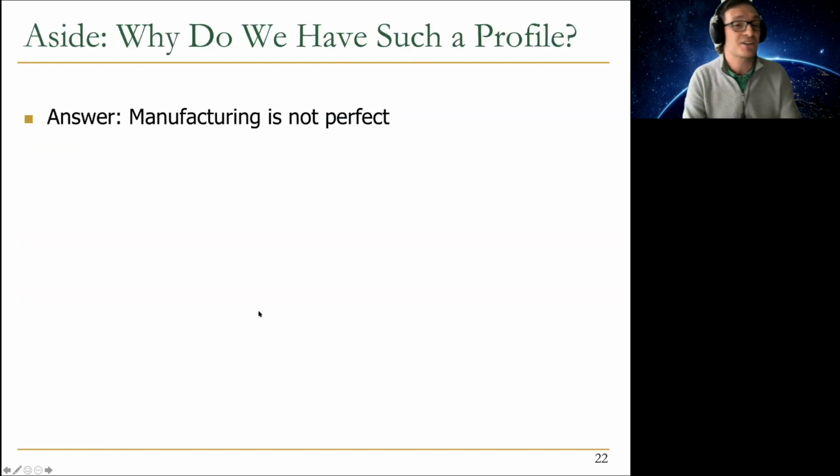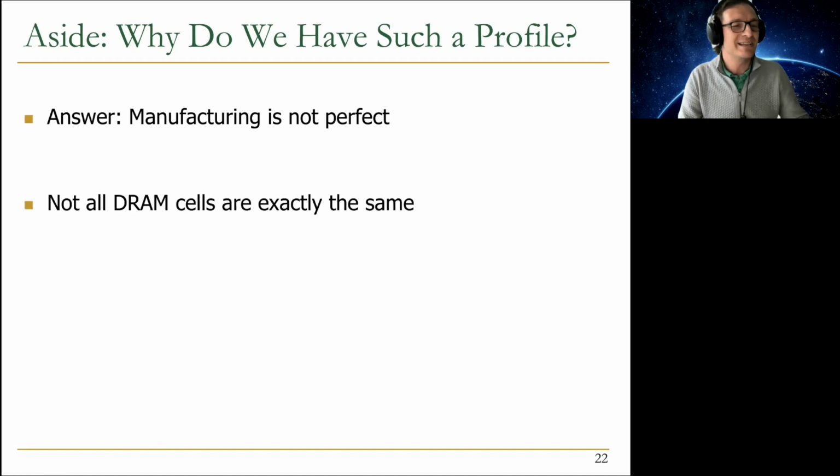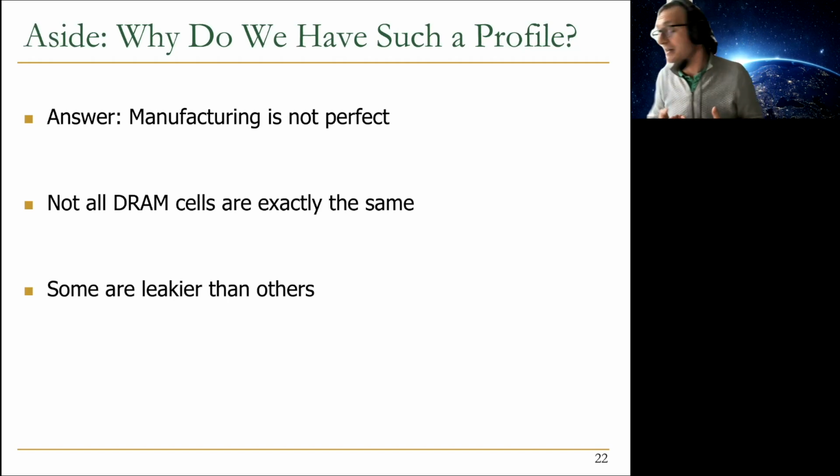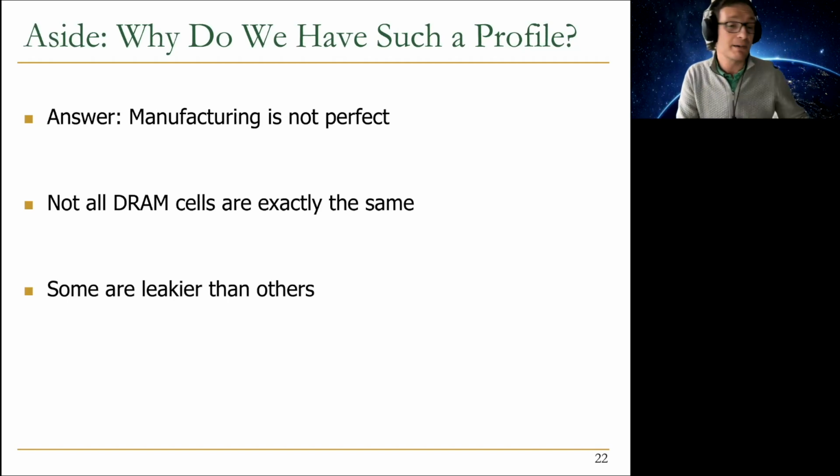And the answer is manufacturing is not perfect. Basically, nothing in manufacturing is perfect, and DRAM is not something different. It's manufactured, right? And it has devices that are vulnerable to variation in manufacturing. So because of manufacturing variation, not all DRAM cells are exactly the same. Not all capacitors are the same. Not all transistors are the same. Not all wires are the same. As a result, some cells and capacitors are leakier than others, whereas some are much less leaky than others.